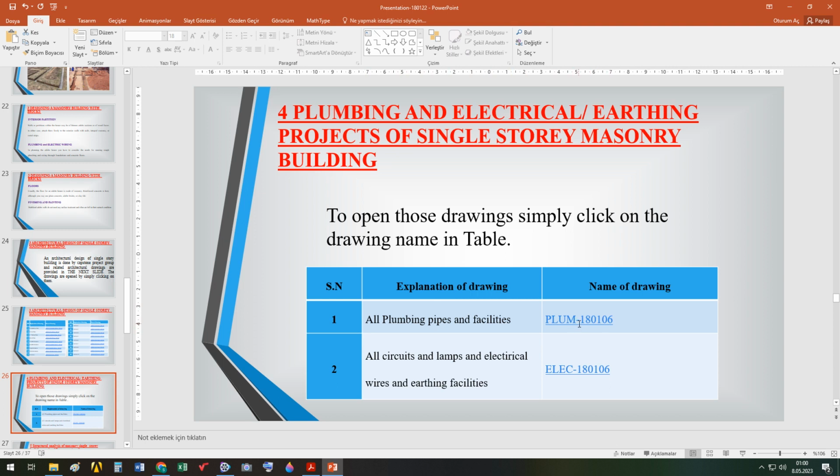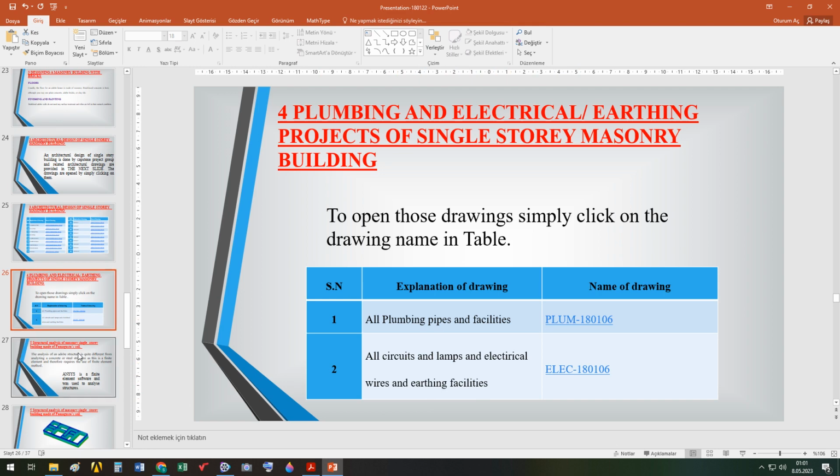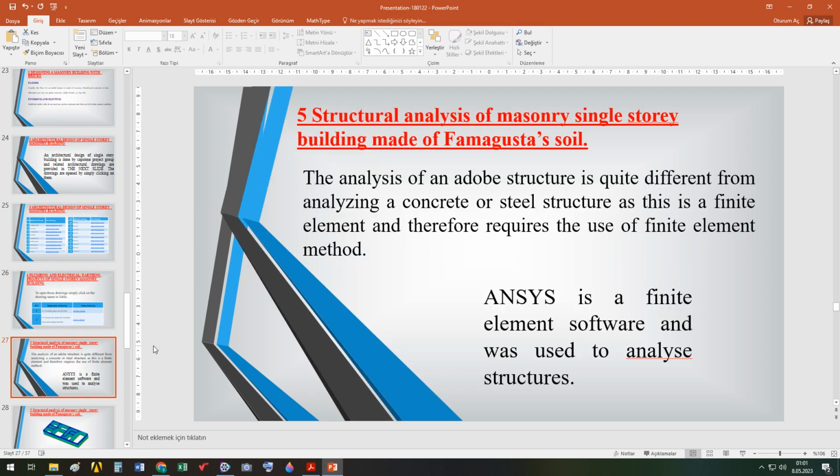This will be loaded to my site as a complete document. So by means of this document, you can take approval from your municipality to construct your house without paying any money, and you can construct it by yourself. All circuits and lamps and electrical wires and earthing facilities are also given in this drawing. You can also check the correctness of the drawings.